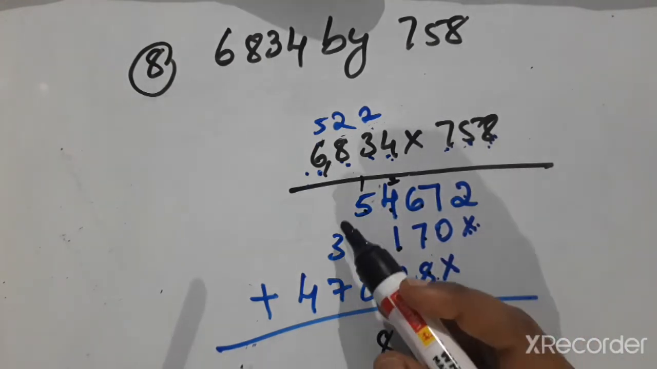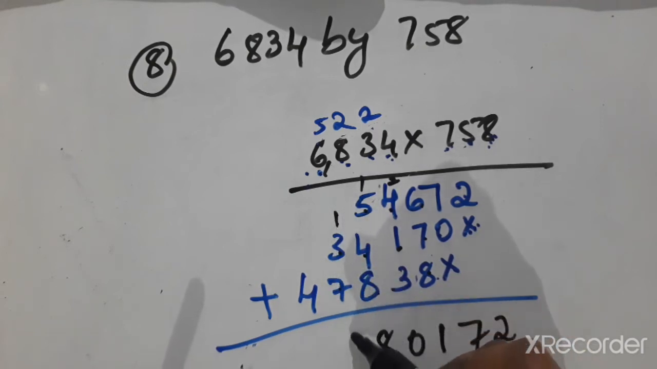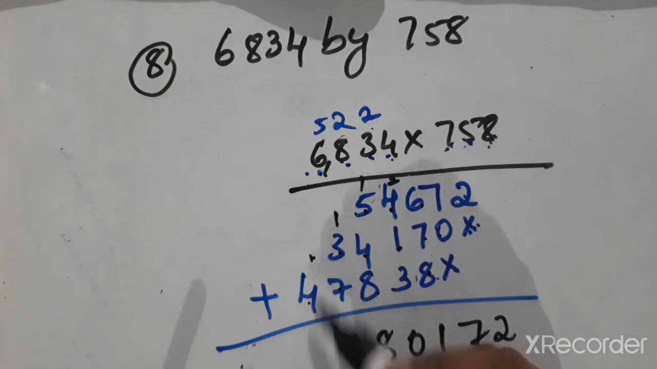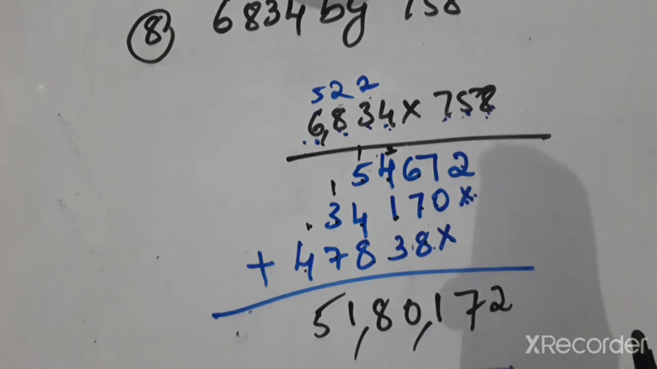7 plus 1 is 8, 18. 1 carry out to the next place. 1 plus 3 is 4. 4 plus 7 is 11. 1 carry out to the next place. 4 plus 1 is 5. Answer is 51,80,172.